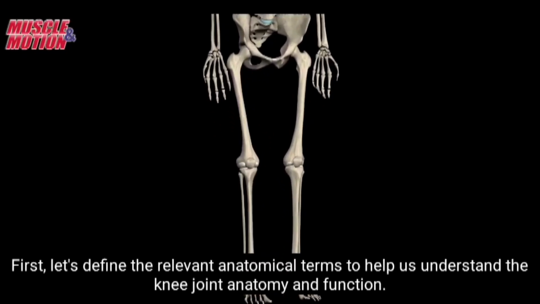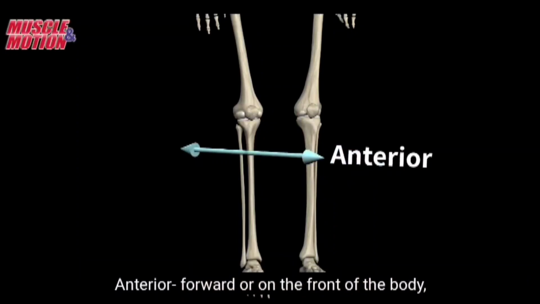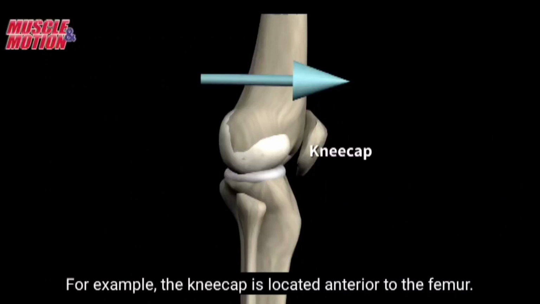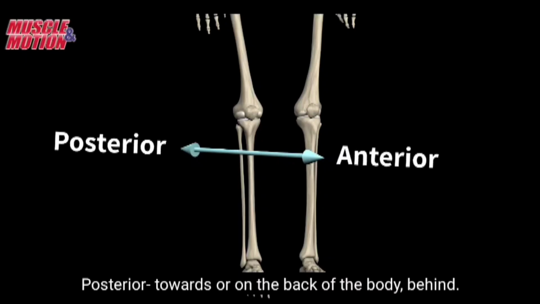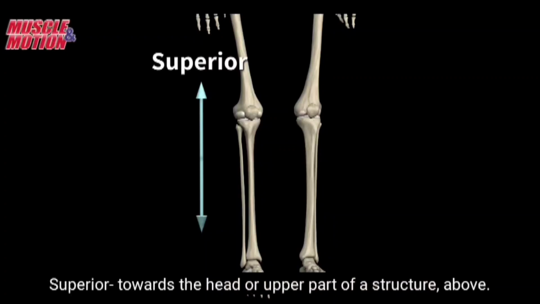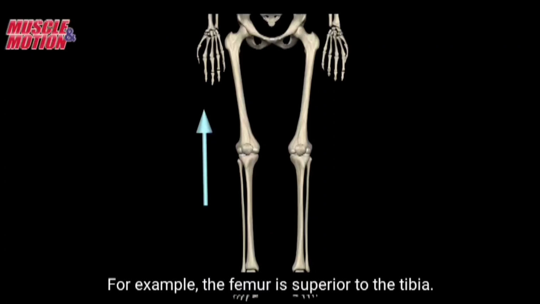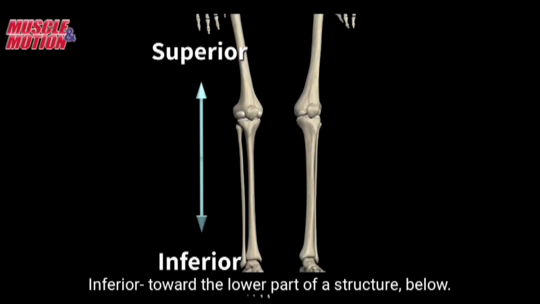Anatomical terms. First, let's define the relevant anatomical terms to help us understand the knee joint anatomy and function. Anterior, forward, or on the front of the body. For example, the kneecap is located anterior to the femur. Posterior, towards or on the back of the body, behind. Superior, towards the head or upper part of a structure, above. For example, the femur is superior to the tibia. Inferior, toward the lower part of a structure, below.